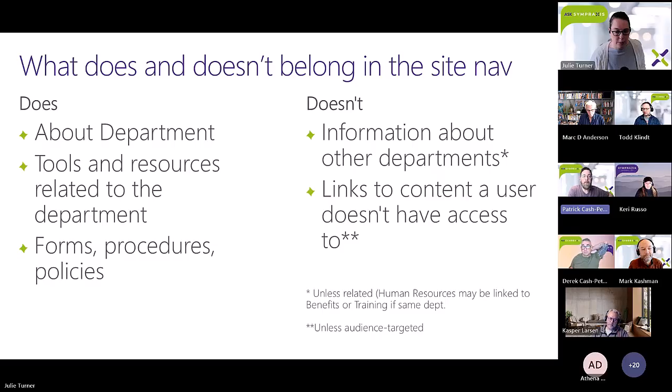We are getting tight on time here, so I'm going to move on to what does and doesn't belong in the site nav. Again, about the department. So instead of about the organization, we have about department. We're keeping that consistency. Tools and resources related to the department. So if there is an application like a human resource third-party app that you use to track things, you would put a link to that there. Forms, procedures, and policies directly related to that department.